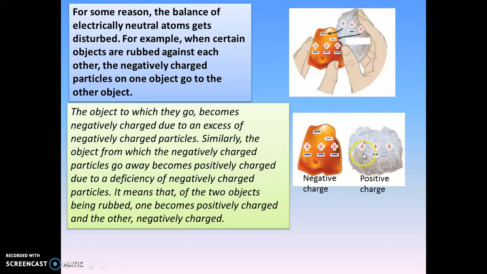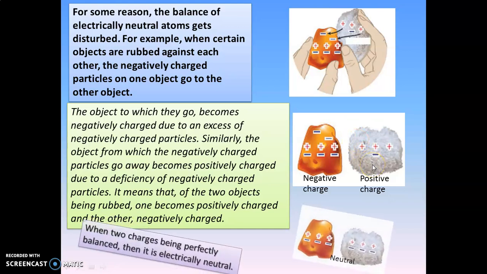And see here, how many positive charges are there? 1, 2, 3. And how many negative charges? Only 1. So now this white became positively charged. So this white gave its negative charge to the yellow one. Okay, so the yellow one became negatively charged and the white one became positively charged.